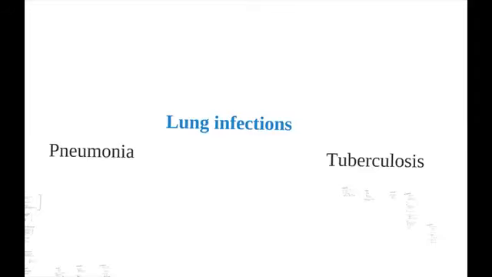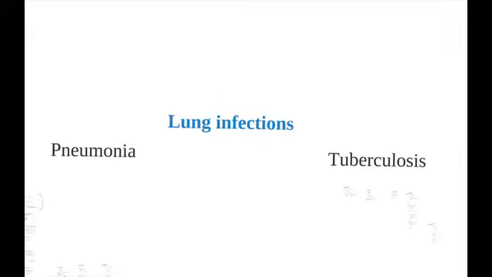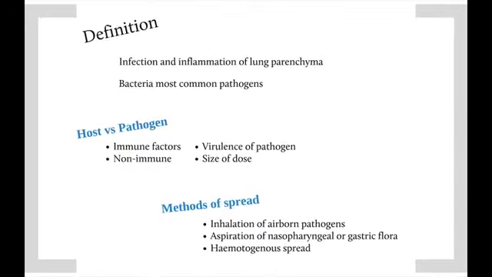Lung infections. I'll talk very quickly about tuberculosis at the end, but the main thing I want to talk about is pneumonia. It's defined as infection and inflammation of the lung parenchyma, and the most common pathogens are bacterial, and we'll go through each of those and some of the antibiotics you might want to use.